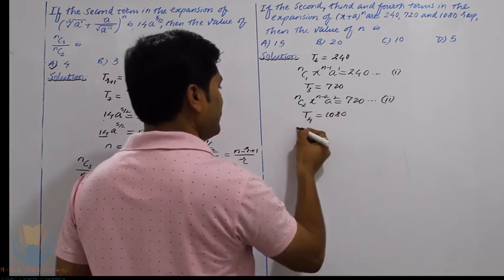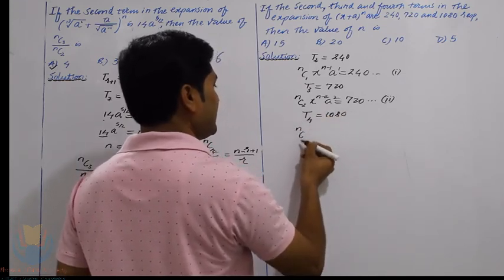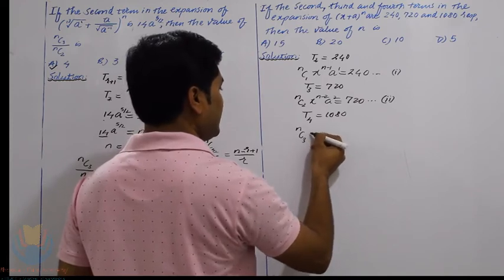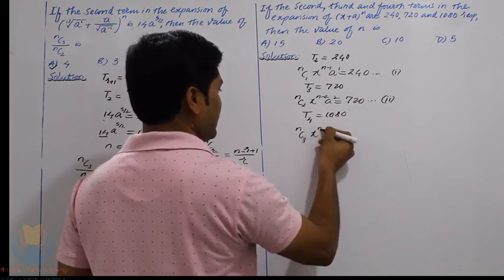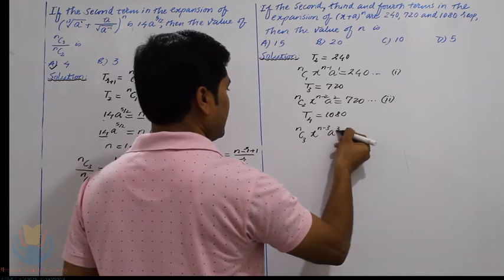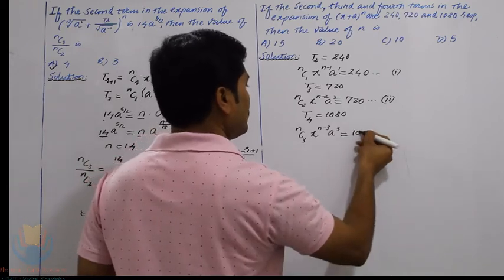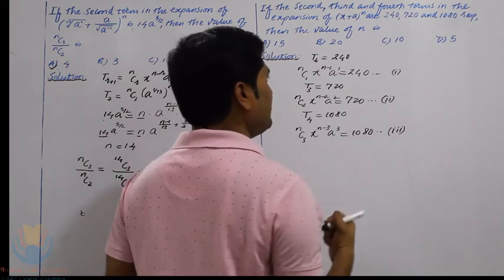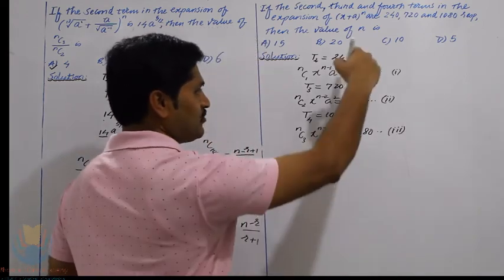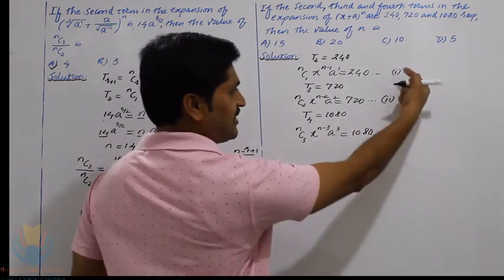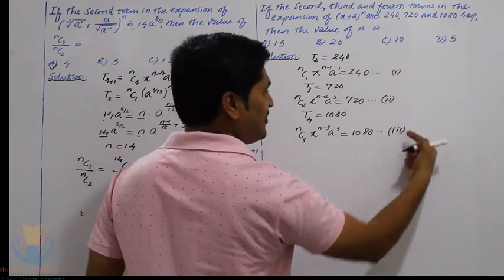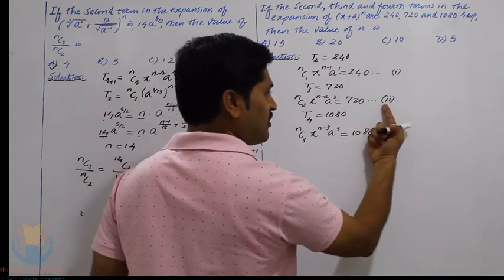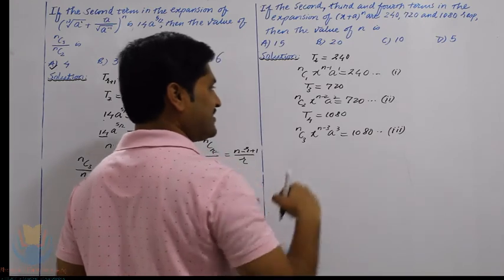1080, and that we can find using this formula: nC3, that x raised to n minus 3, and this a cube, which is equal to 1080. Let this be equation number 3. So to eliminate x and a from those three equations, let's multiply equation 1 and 3 and divide that product by the square of equation 2 in LHS and RHS.